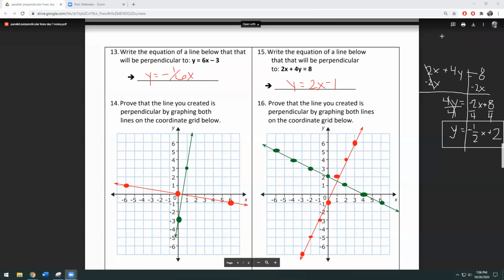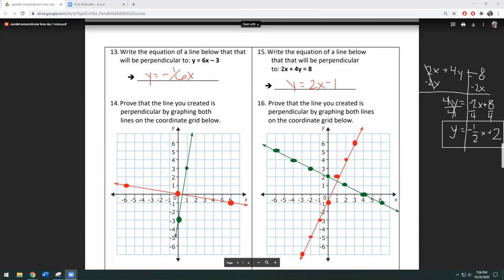And here are two possible answers for these problems here. So I noticed that my slope for problem number 13 is 6. So that means that I do the opposite. Since this is a positive, it is now a negative. And then I flip it. Since it's 6 over 1, it's now 1 over 6. Graph to prove, and it looks pretty perpendicular.